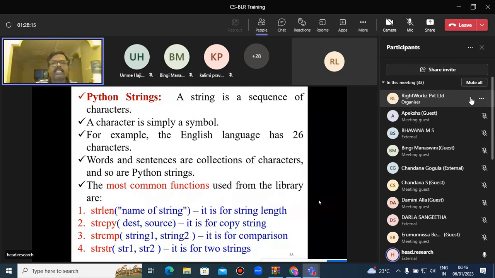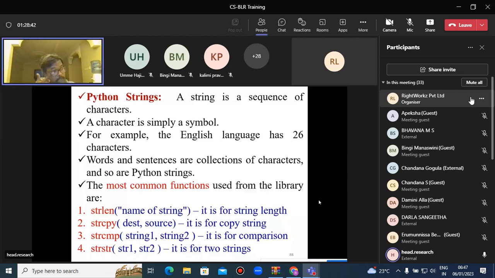Python string. A string is a sequence of characters. A character is simply a symbol. For example, the English language has 26 characters. Words and sentences are used from the library, such as string length. It is used to find the length of the given string.